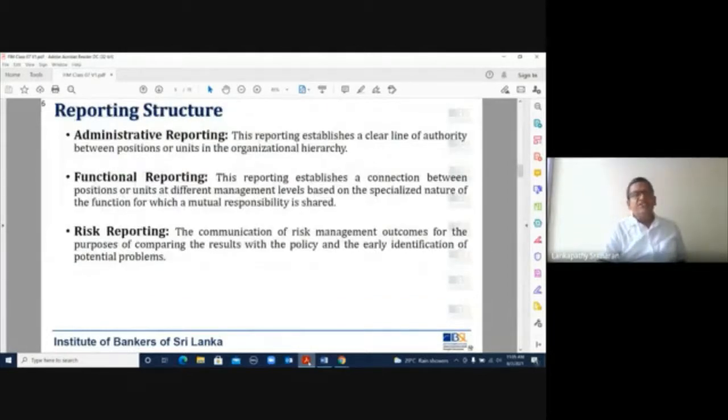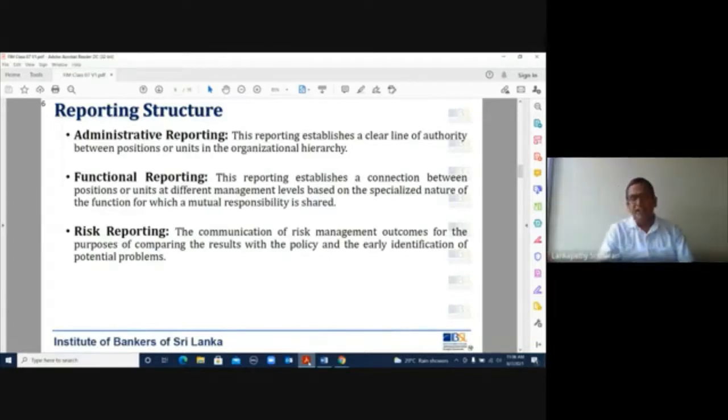And reporting structure. If you see the reporting structure, there are three types. The first one is administrative reporting. What is the meaning of administrative reporting? For example, at the branch level, the reporting establishes a clear line of authority between the positions and units in the organizational hierarchy. It is called administrative reporting.